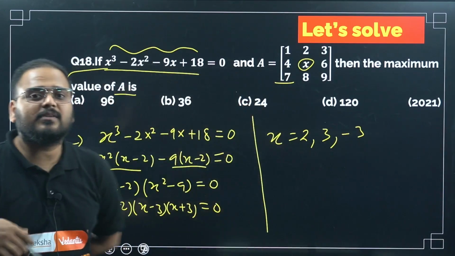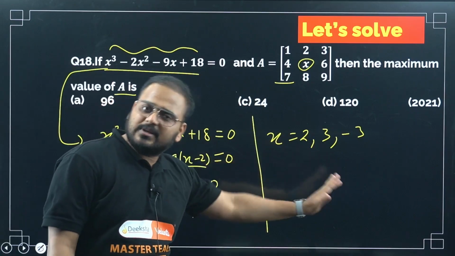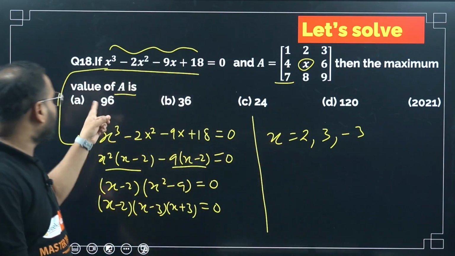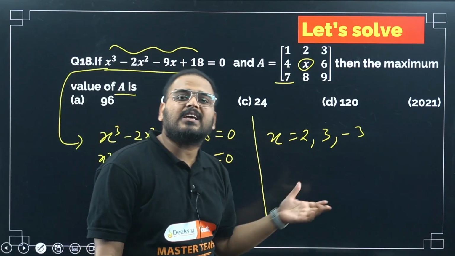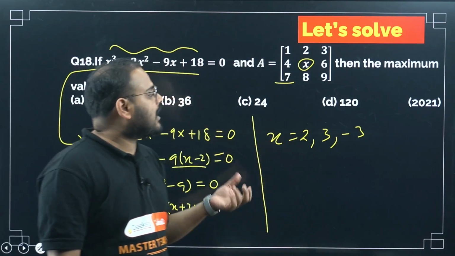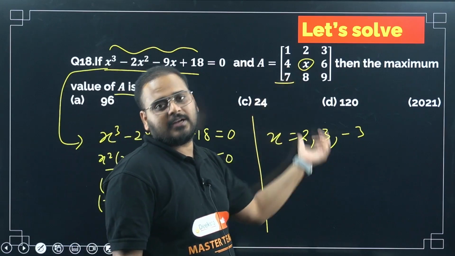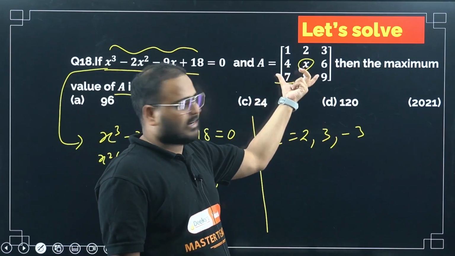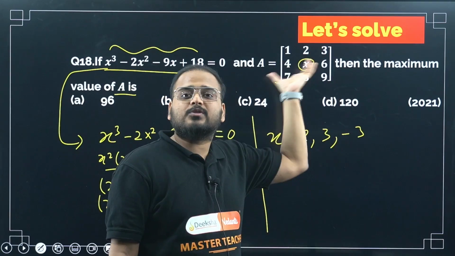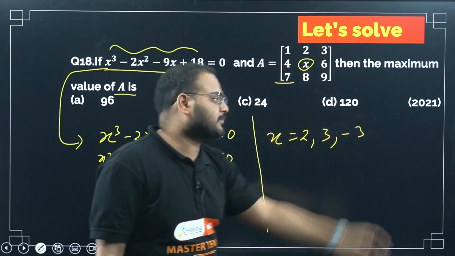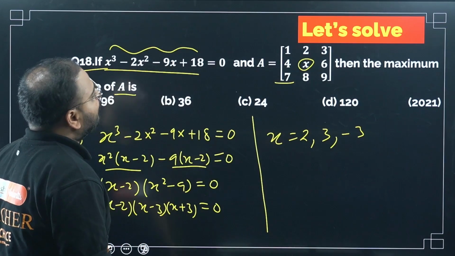So I have 3 possible values of x. Other possibilities can't be there. It's a cubic equation, so at most only 3 roots can exist. Now the rest all depends upon this x value. First we will find this determinant in terms of x, and we'll see at what value this determinant is coming maximum. So we write it: 1, 2, 3, 4.